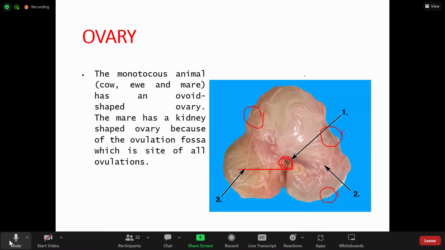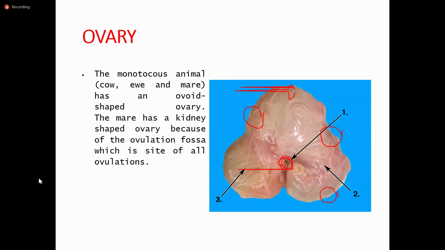Ha? Klaro ba yun? Kasi this ovulation fossa is the site of all ovulations during the lifetime ng horse. Unlike for the cattle, for the dog, and iba't pang species ng animal, kung nasaan yung kanilang Graafian follicle, doon sila mag-ovulate. No? Kung nasaan ay doon sila mag-ovulate. Unlike for the horses, nag-ovulate lang sila sa ovulation fossa. And take a look with the anatomy of this one.